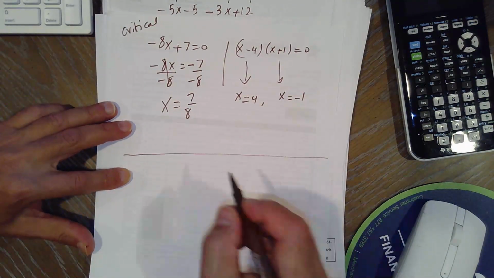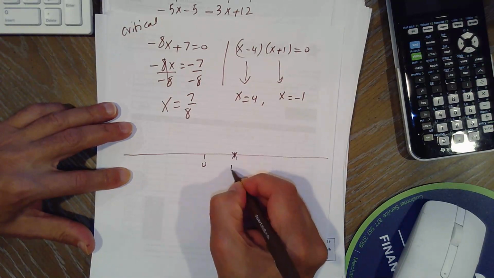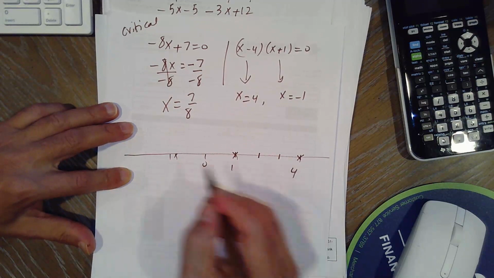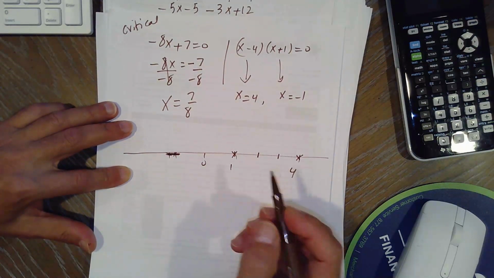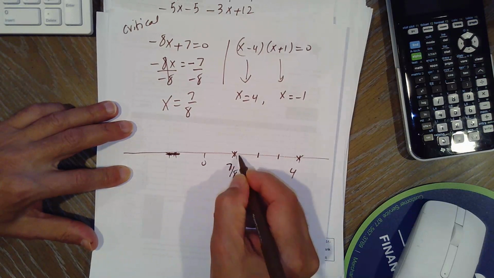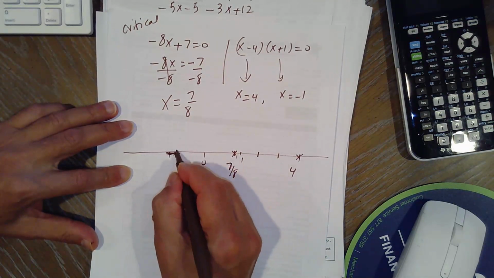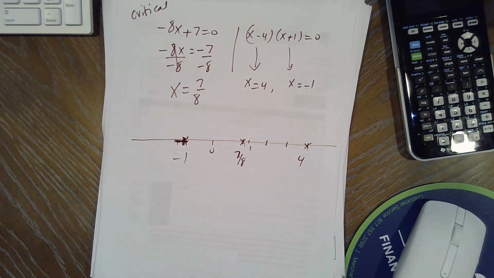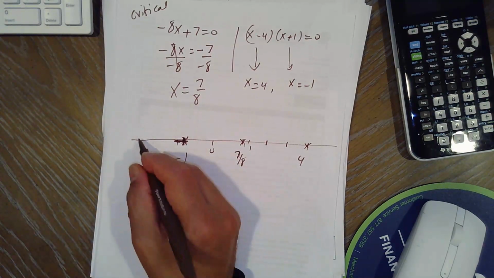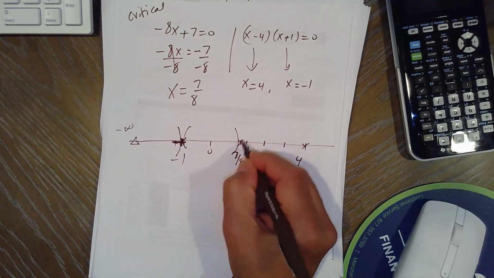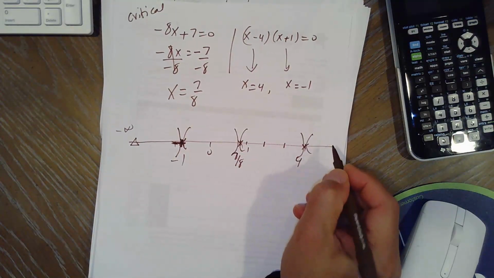So if we plot these numbers, let's make this 7/8, this is 1, and then negative 1. Okay. And it's all going to be parentheses, right? Because it's less than: negative infinity to negative 1, negative 1 to 7/8, 7/8 to 4, and 4 to infinity.